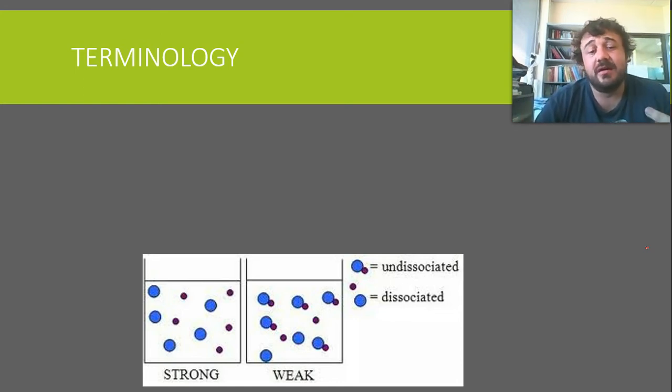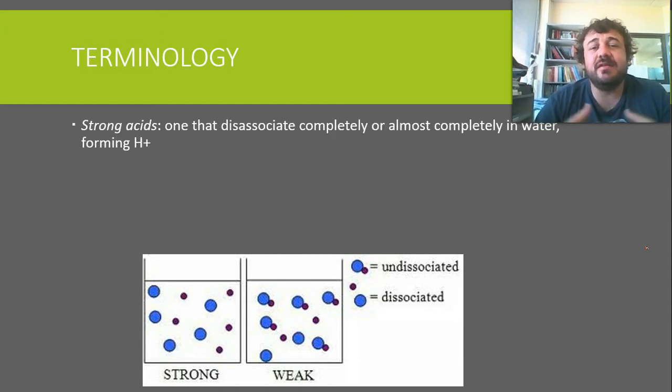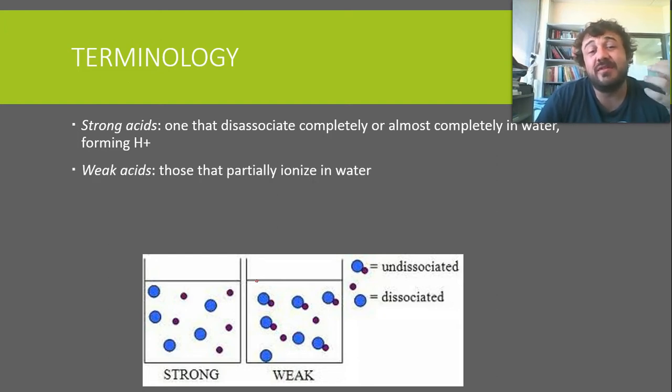Now we need to get a couple of bits of our terminology correct, and those are the strong, weak, dilute, and concentrated. So basically, a strong acid is one which dissociates. Dissociates is where, see how the two ions have separated? It dissociates completely in water when it's forming its H+, its proton. So a strong acid dissociates completely, which means a weak acid is one that only partially ionizes.